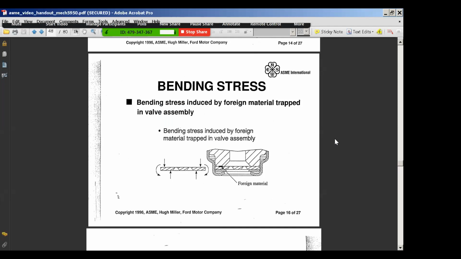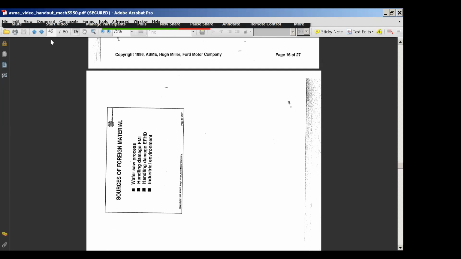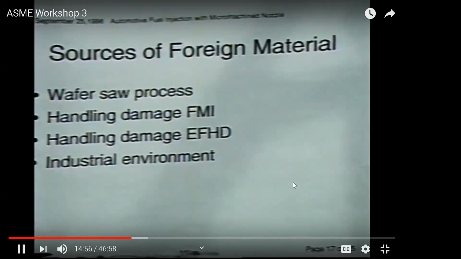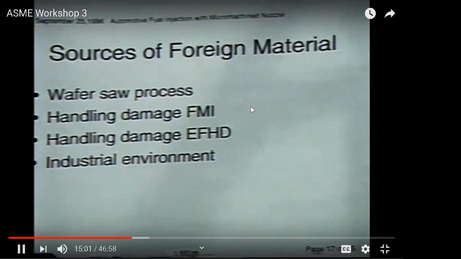Sources for this foreign material dealt with our wafer saw processing, and the condition of the nozzle as it left our factory, handling damage that could happen in our pick and place operation, as well as in our saw operation. There was also handling damage at our EFHD plant, and we had some issues with the industrial environment and what their expectations were in handling this device.